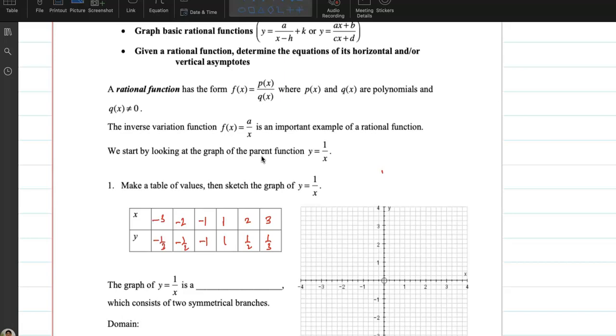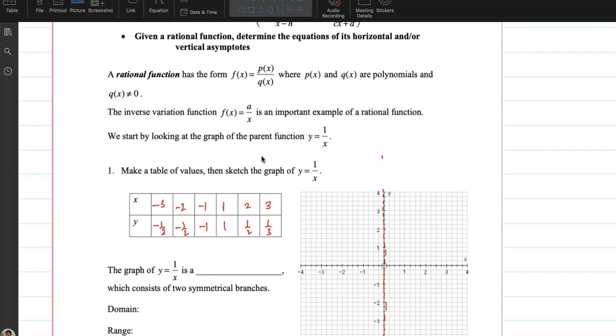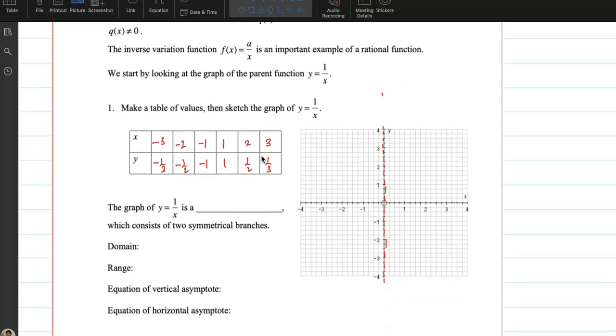So when you plot this, there'll be a vertical asymptote on the y-axis, and a horizontal one as well, right? So your vertical asymptote is x is equal to 0, and your horizontal asymptote is y is equal to 0.